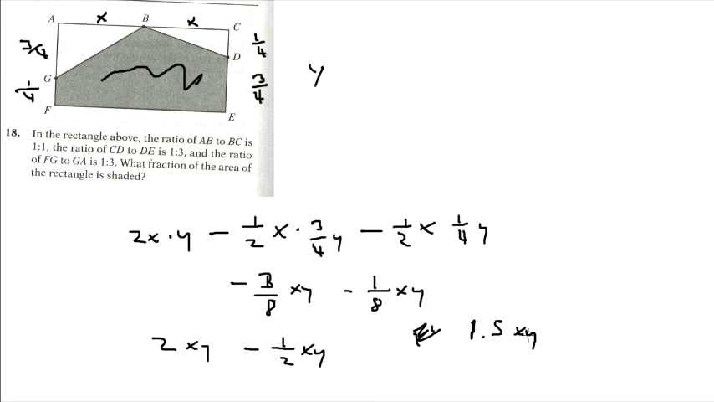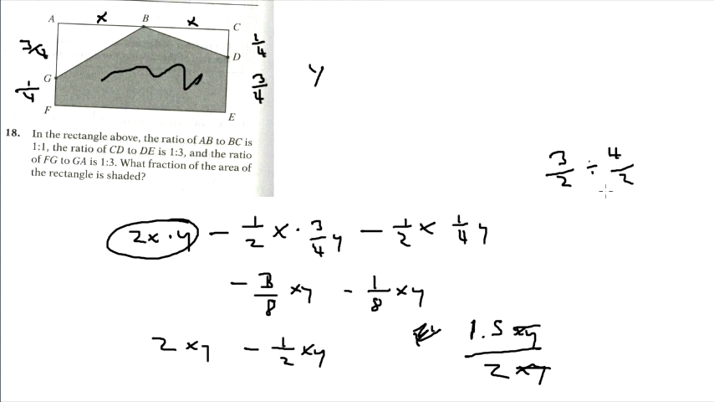Okay, so that is the area of this, and the fraction of the area that is shaded is going to be 1.5xy over the total, which is 2xy, right, which we had over here. So these two cancel. So we have 3 halves divided by 4 halves. So you flip these to make it a multiply, so you have 3 halves times 2 over 4, which means those cancel, and we have a final answer of 3/4.